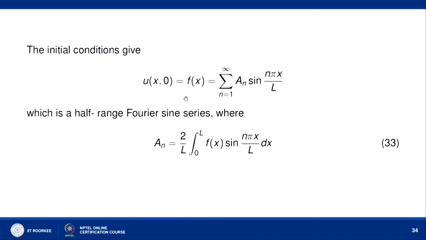So now with the help of this we try to find out the value of a_n. So how do we find the value of a_n? Here you just multiply by sin(m pi x by L). So let us consider this problem. Here we have f(x) equal to the summation of a_n sin(n pi x by L).